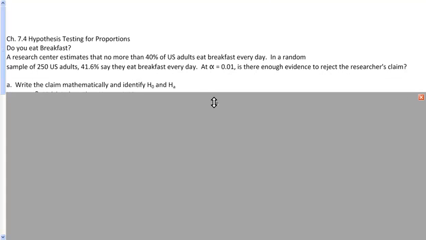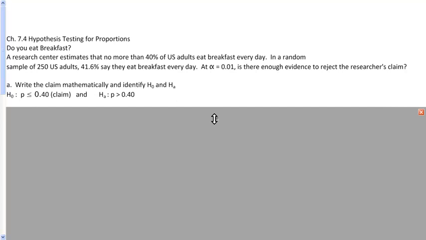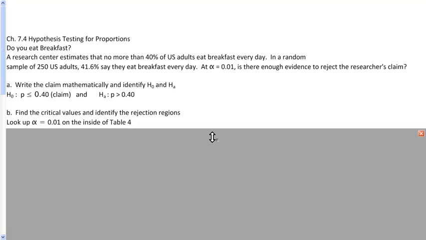So the first thing we're going to do is write the claim mathematically using the null hypothesis and the alternative hypothesis. Because it says here that no more than 40%, it's less than or equal to 40%, and the null hypothesis, remember, always has the equality in it, so that's going to be my claim. The alternative hypothesis is going to be the numbers that are greater than 40%.